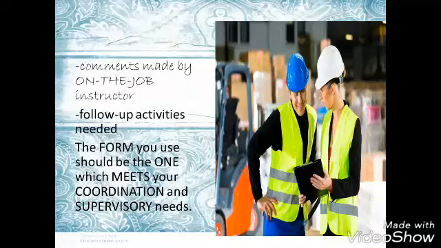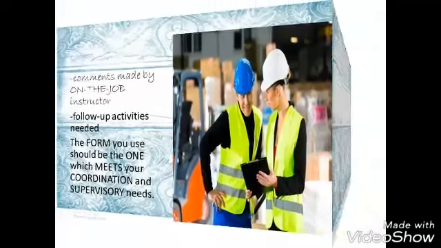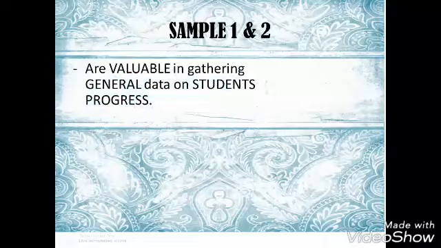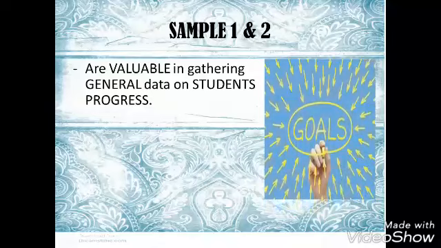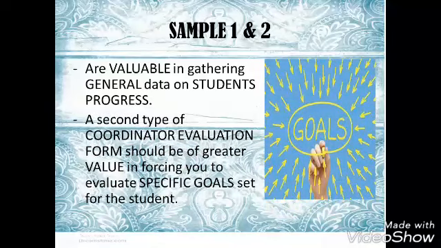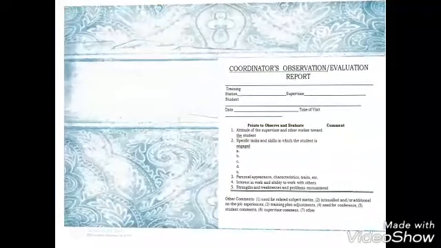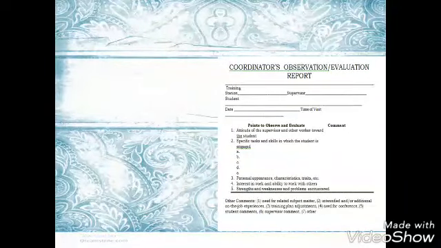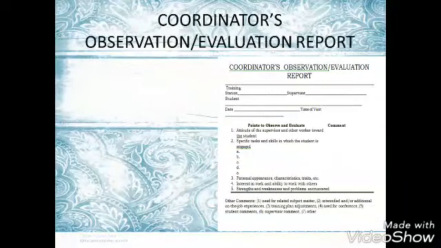The forms in samples 1 and 2 are valuable in gathering general data on student progress. However, a second type of coordinator evaluation form should be of greater value in forcing you to evaluate the specific goals set for the student. This form should be more comprehensive and all-inclusive. An example of a coordinator's observation or evaluation report is shown in Sample 3.